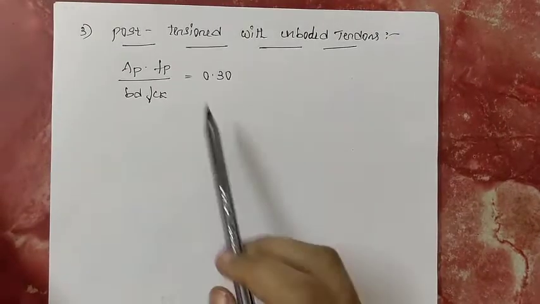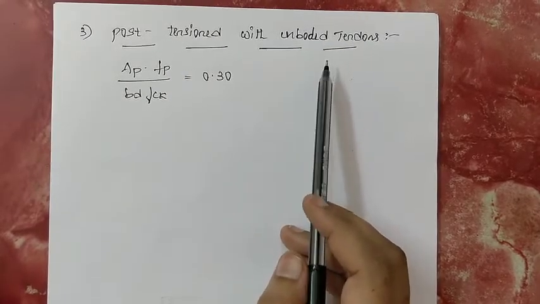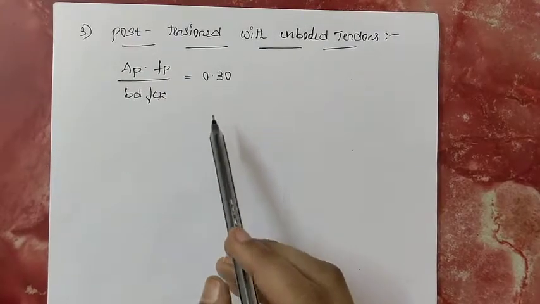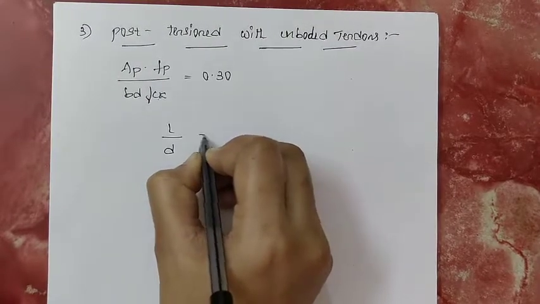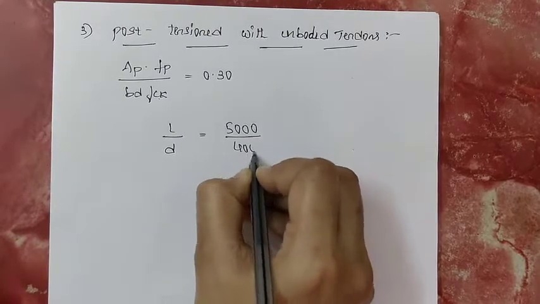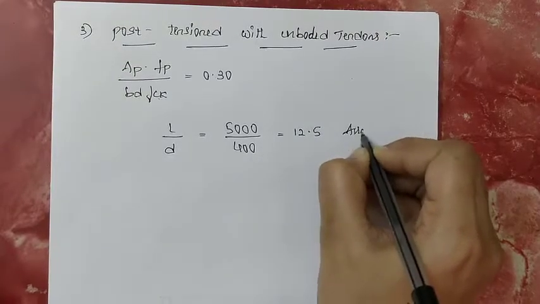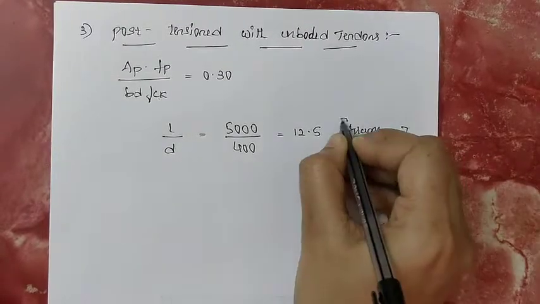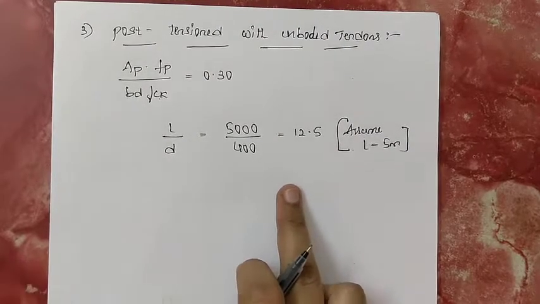The third case is when you need to calculate for post tension with unbonded tendon. First, the same ratio of APFP by BDFCK equals 0.30. You need to calculate the L by D ratio. Take L as 5 meter. You need to assume it. Depth is 400, so you will get 12.5. Write down here, assuming the length of the beam equals 5 meter. It is not given in the problem, that's how I assumed it. You need to calculate the L by D ratio.